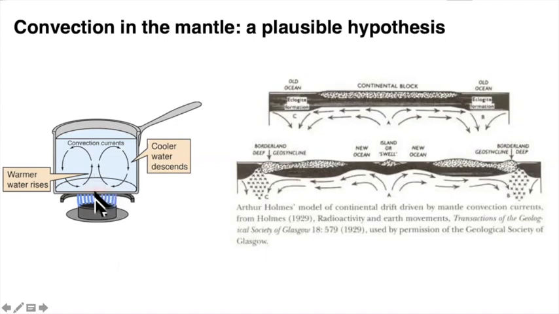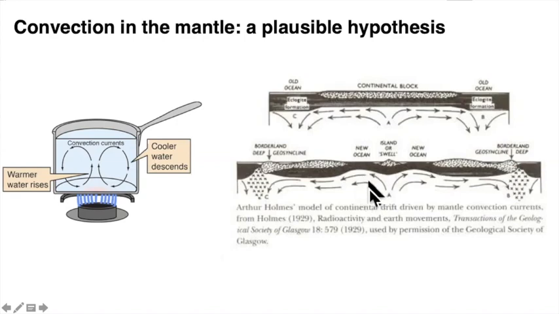These were at the bottom of the pan, but they're so close to the heat source that they become much hotter than the rest of the water in the pan. So they start to rise. And as they rise, they push out colder water, which, because it's more dense, sinks to the bottom. So this creates this flow where you have upwelling of warm, less dense water and downwelling of colder, more dense water.